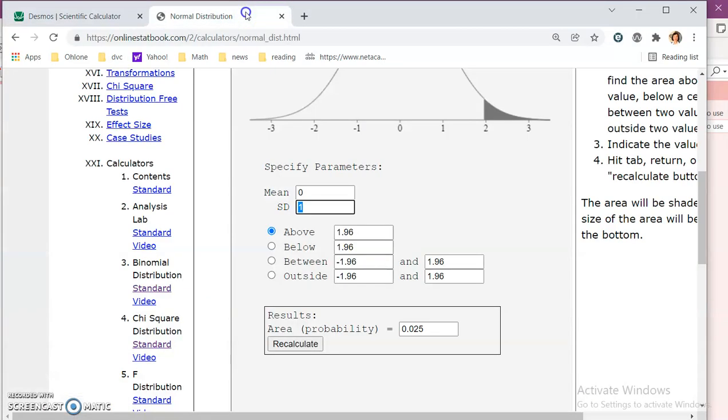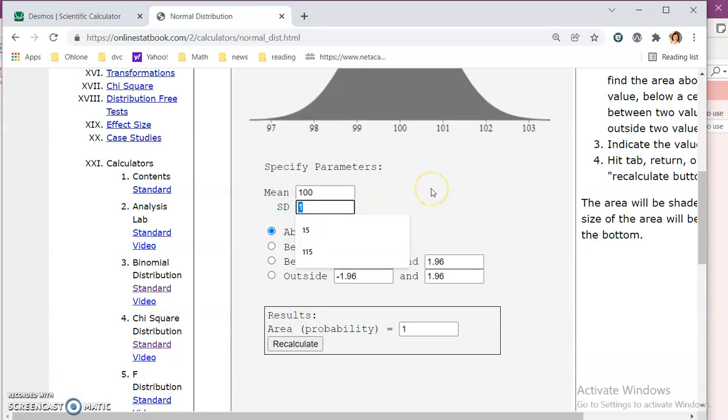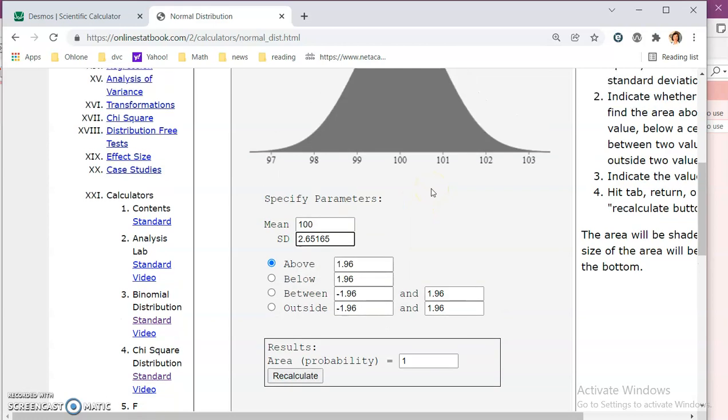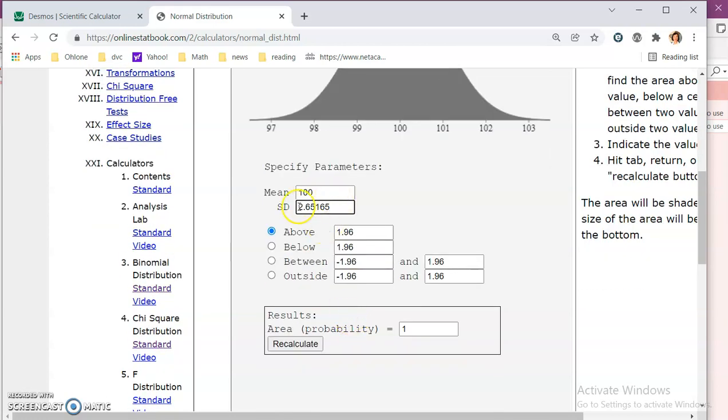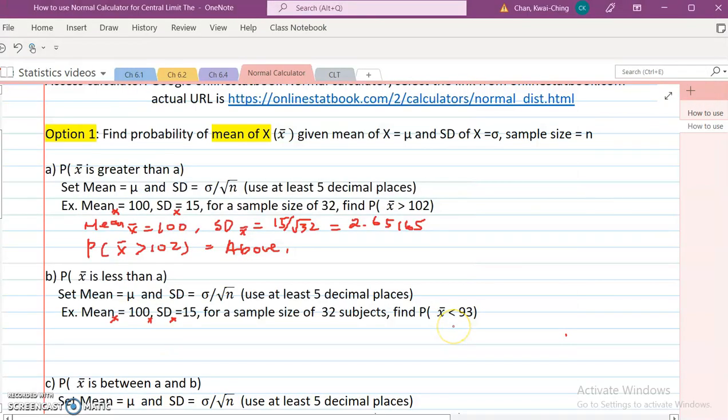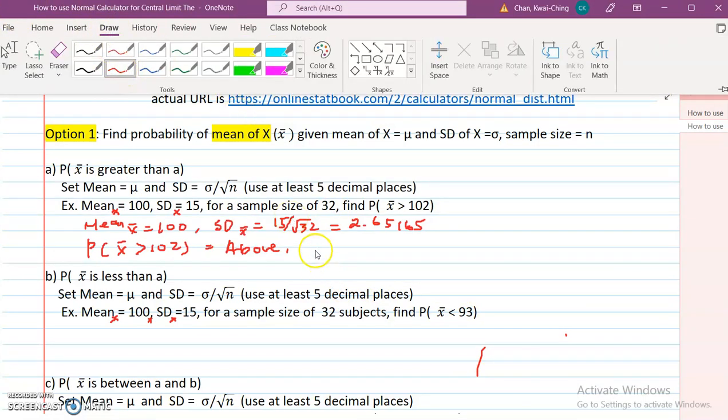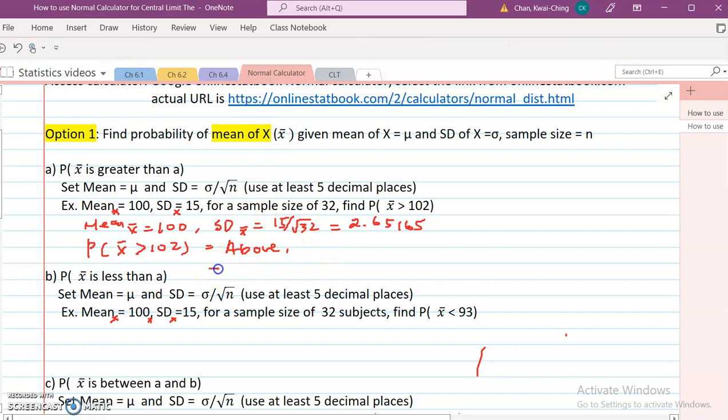So first of all, let's get to the calculator. We set the mean to 100. And then earlier we calculated that to be 2.65165, which is 15 over square root of 32. It would be nice if we could just enter 15 over square root of 32, but they don't allow that. And then we want it to be above 102. So this is 102. You can see that 100 is still in the middle, and this 2.65 is one standard deviation. And the probability here, after we hit recalculate, is 0.2254.